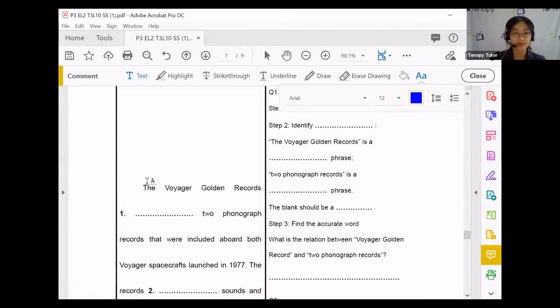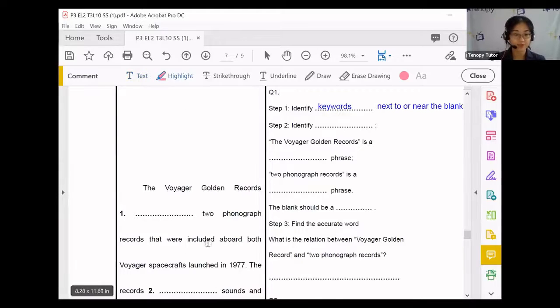For example, the first blank: the Voyager Golden Records, which is an object, blank, 2 phonograph records that were included on board both Voyager spacecrafts launched in 1977. So what does this sentence tell us? It tells us that there's something, a Voyager golden record, that was included on board spacecrafts launched in 1977. They're talking about something, an object, the Voyager golden records.